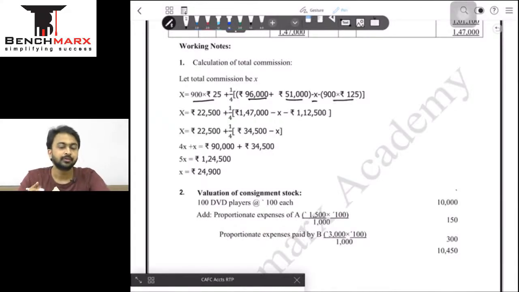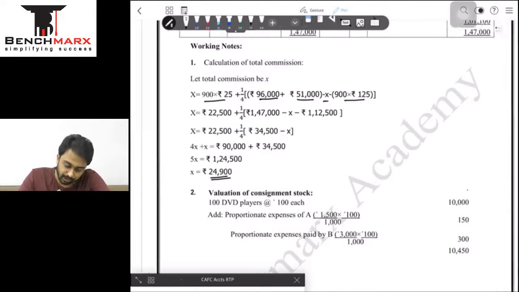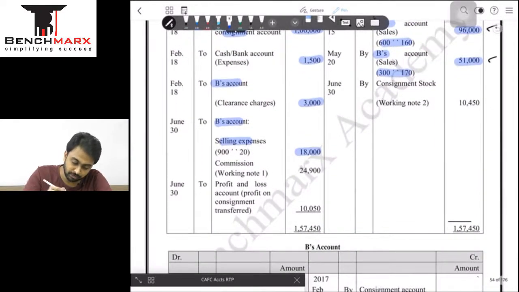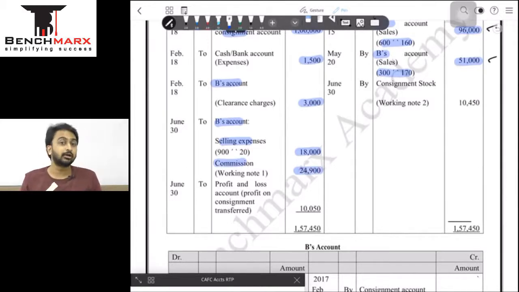Simply move the numbers from one side to another, keep the x on one side, and x will work out to be 24,900, and that total is my commission, for which entry I will pass as consignment account debit to Mr. B for commission. That amount is 24,900. So this question can be revised only for the commission calculation part. बाकी other things are pretty normal.